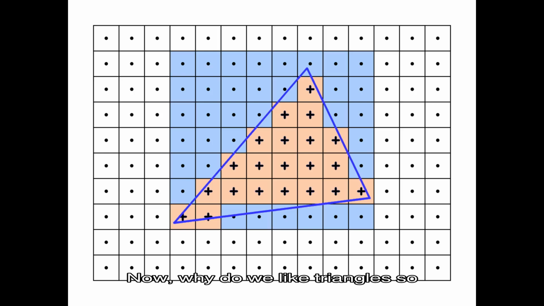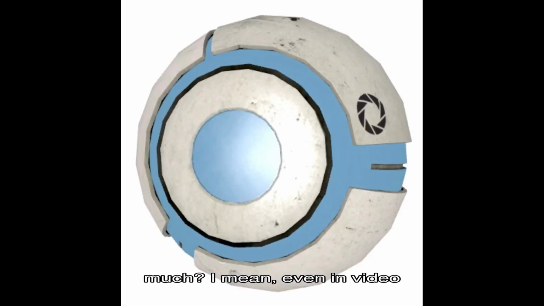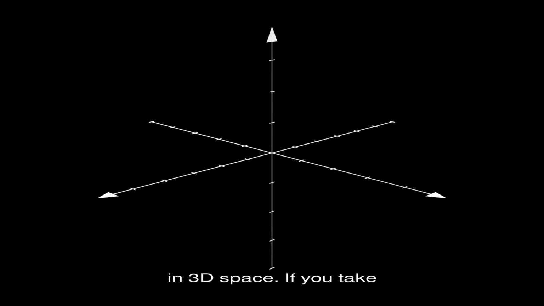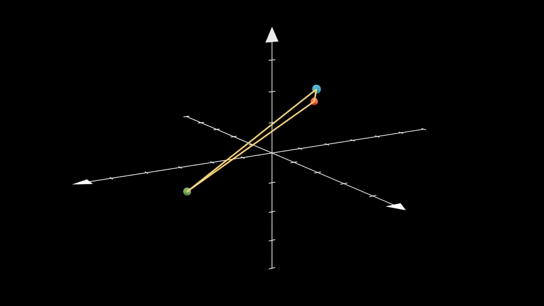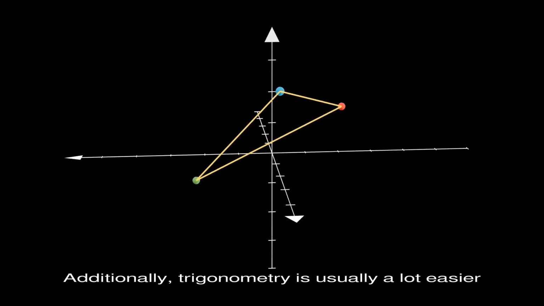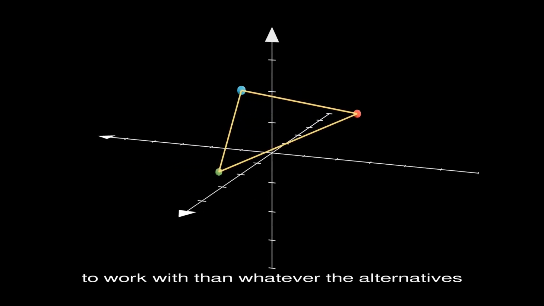Now, why do we like triangles so much? I mean, even in video games, when you see something like a sphere, it's still made out of triangles. For example, look at this sphere from the game Portal. If you look really closely at the edges, you'll see that it's not really a sphere. Well, the nice thing about triangles is that they're always going to be flat in 3D space. If you take any 3 points in space and fill it out, it'll always be flat. Additionally, trigonometry is usually a lot easier to work with than whatever the alternatives are.